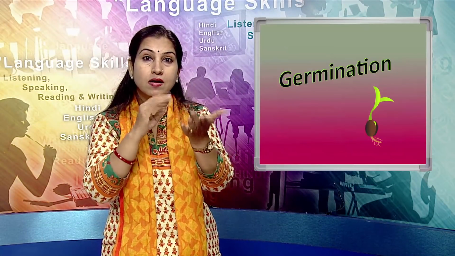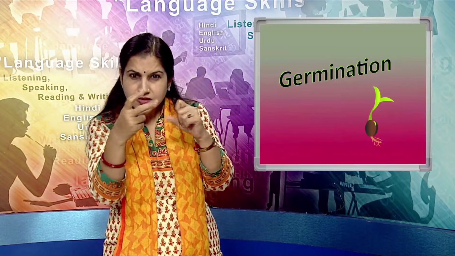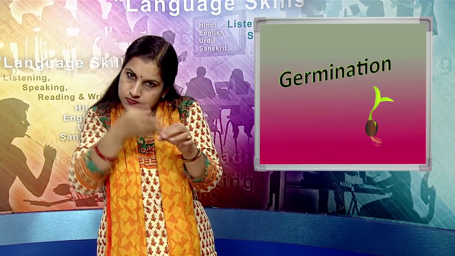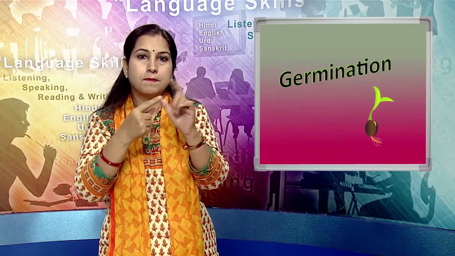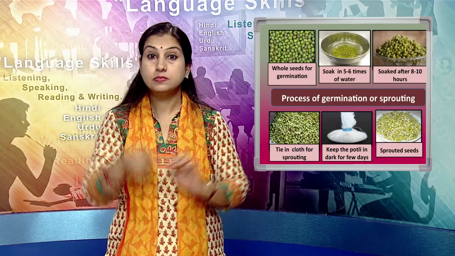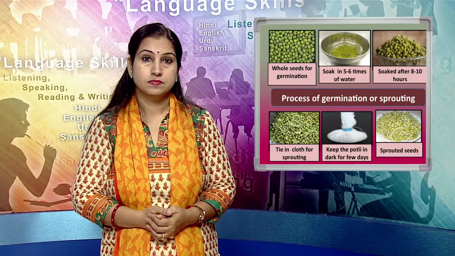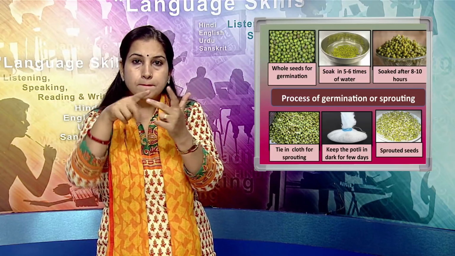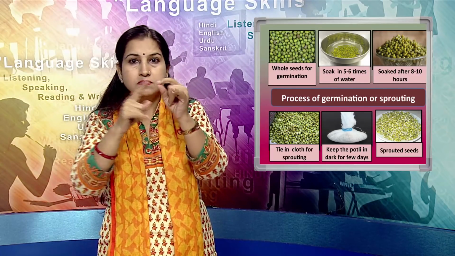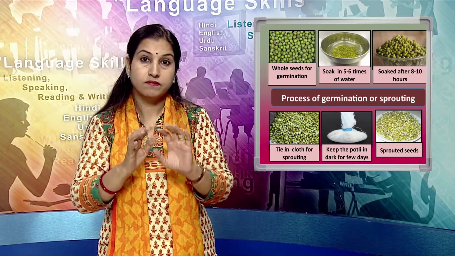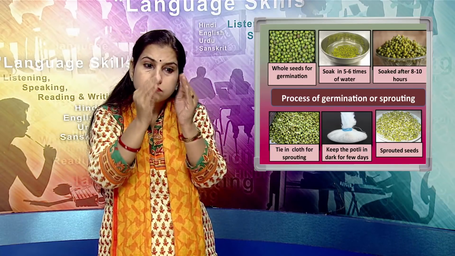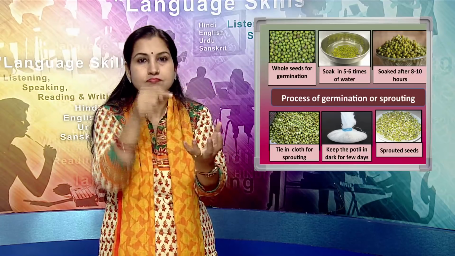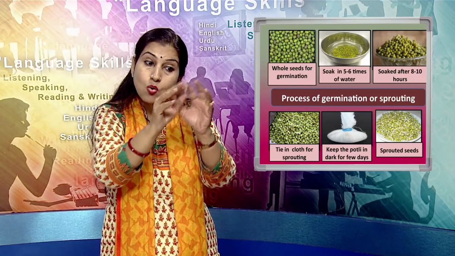Germination. You can see a picture of a germinated seed. In this picture, you can see the process of germination. It is also called sprouting. First, whole seeds are used for germination. You cannot use half dal or split dal for germination. It must be a whole seed.